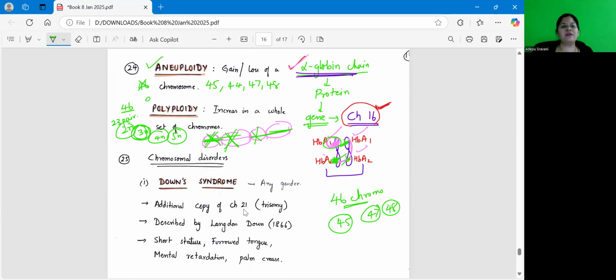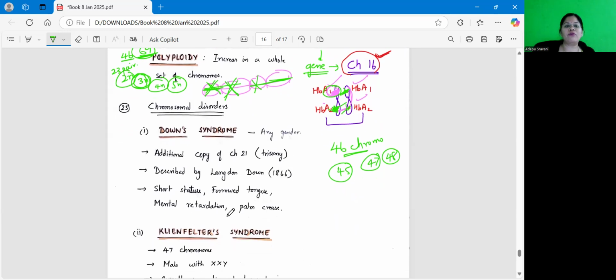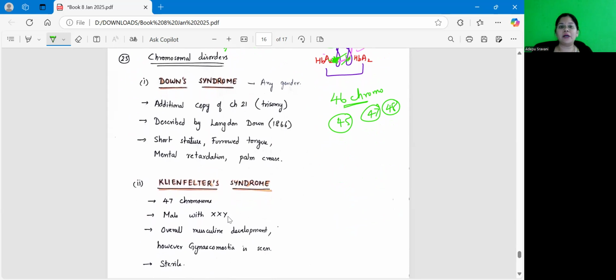So what will be the answer? 6, 7, 8, 9. Then 4, 5, 6. 69. Correct? So if 69 chromosomes are there, it is not called aneuploidy, it is polyploidy. And polyploidy, please remember, is more common in plants, not in animals. So if the entire set of chromosomes is increased from diploid to triploid, tetraploid, hexaploid like that, then it is called polyploidy. But instead of increasing the set of chromosomes, if only 1 or 2 chromosomes are being increased or decreased, then it will be aneuploidy. Now coming to the examples of aneuploidy, first we have Down's syndrome.